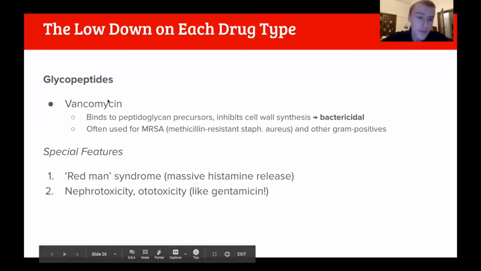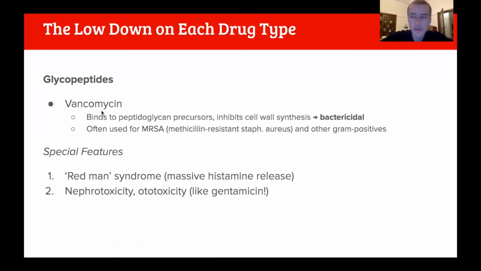Glycopeptides, I mentioned vancomycin earlier. It's a bit similar to gentamicin, not in the way that it acts, and not in the bacteria it targets either, but in its nasty side effects of kidney toxicity and inner ear toxicity. Now, it has a completely different spectrum because this is a guy for gram-positives. It binds to these peptidoglycan precursors and inhibits cell wall synthesis. So it has a similar way of working to cephalosporins and penicillins.